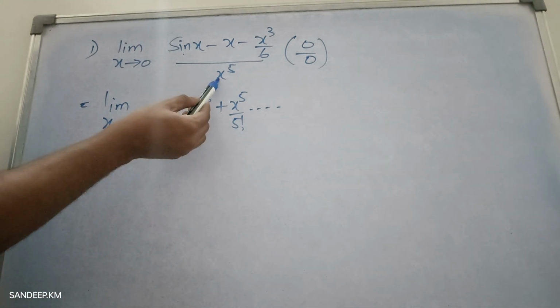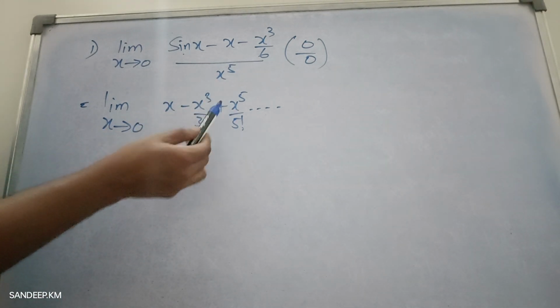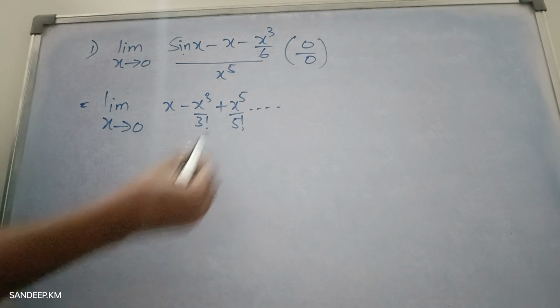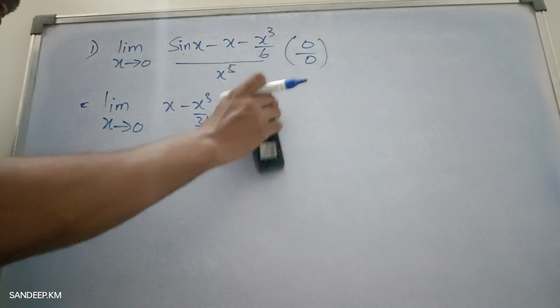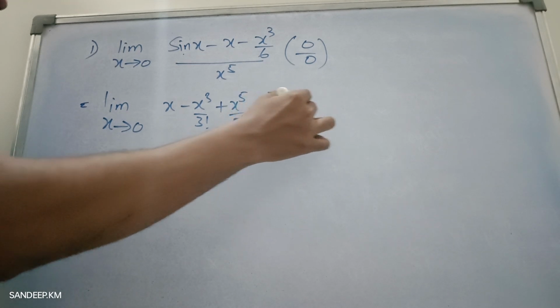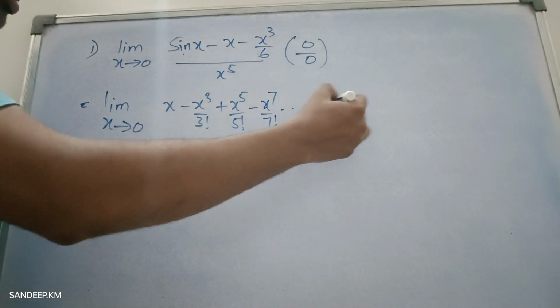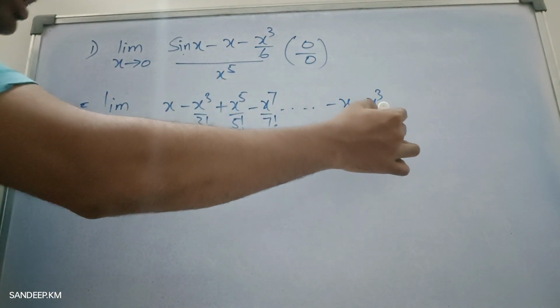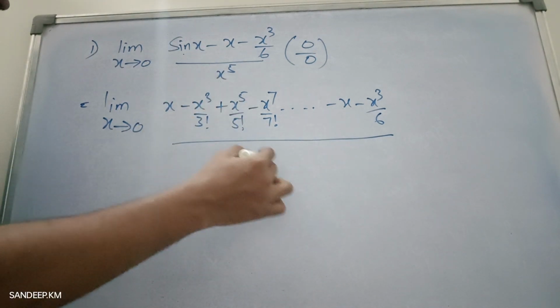Because the denominator is x power 5, if you write up to x power 5, it is enough. If you are interested, you can write one more term: minus x power 7 by 7 factorial and so on. And 2 more terms are there. What are they? Minus x cube by 6, whole divided by x power 5.